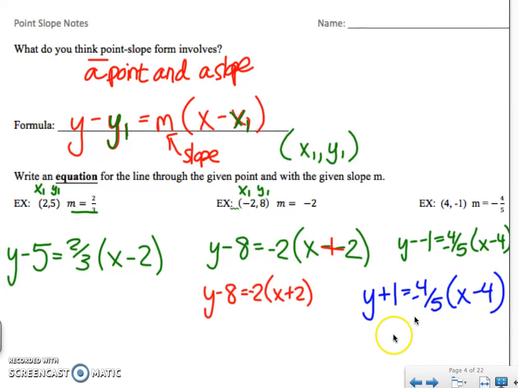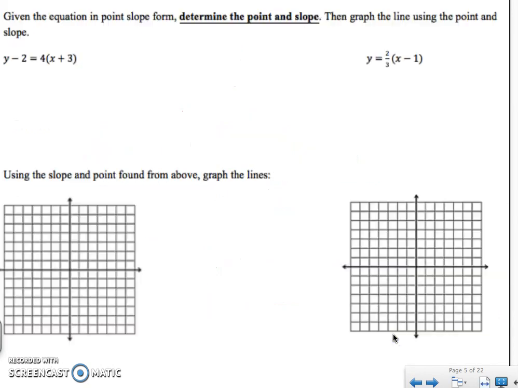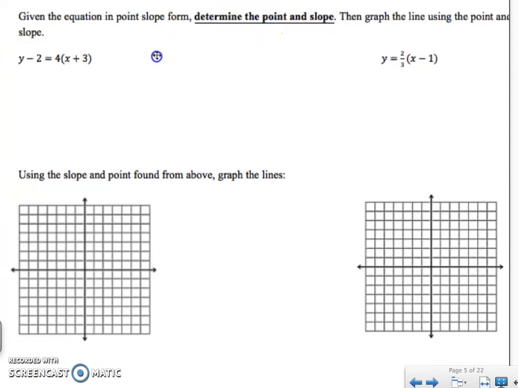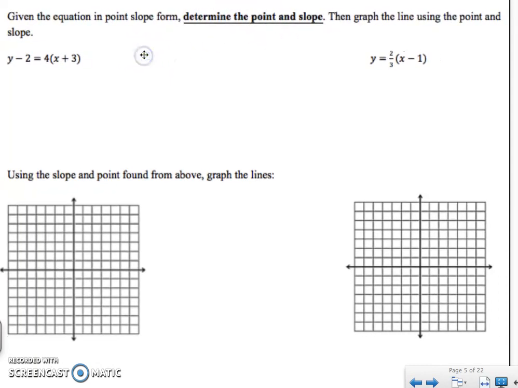Now let's look at finding a point and a slope from a problem. It says, given the equation in point-slope form, which is right here, determine the point and the slope. So what it wants you to do is tell me the point that they used and tell me the slope that they used. Okay? The slope is the easiest thing to find. It's the number in front of the parentheses. So your slope is a 4. Now it gets trickier when you do the points.